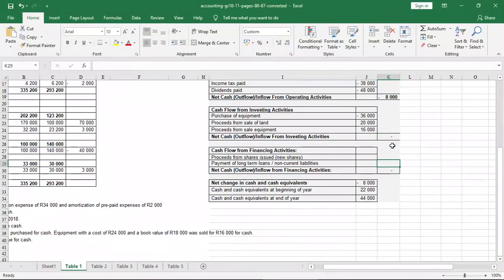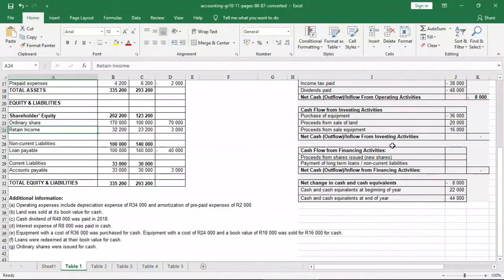So let's move on to cash flows from financing activities. Remember, cash flow from financing activities, we find them in our equity and liability section, namely shareholders' equity and non-current liabilities section. So let's look at that. Remember, I did this table before, so I was able to see that we have proceeds from shares issued and we have payment of long-term loans. So how did I know that?